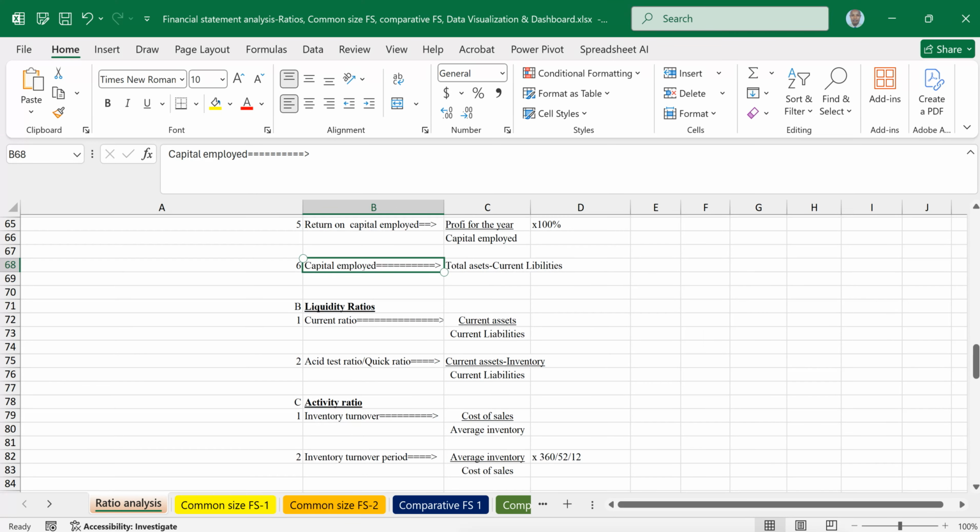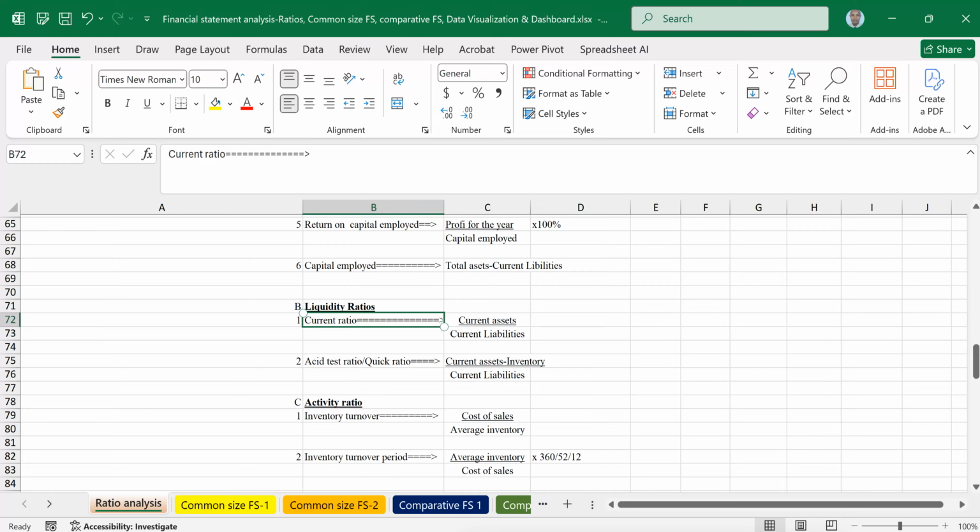Now, from profitability, we have the second category, which is the liquidity ratios. Liquidity ratios measure the ability to pay your current liabilities from your current assets. Is an entity able to pay its current liabilities from its current assets or not? That is measured by using what we refer to as the liquidity ratios.